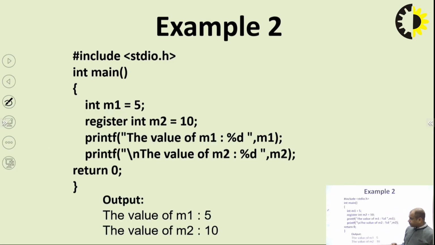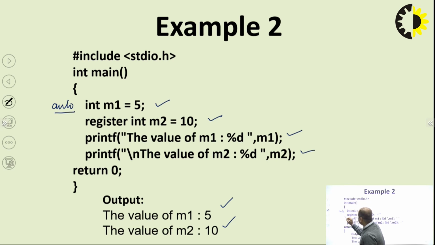Second example: here m1 value is 5, register integer m2 is 10. The value of m1, what will we get? We will get 5. The value of m2, what will we get? We will get 10. Fine. This type of variable is automatic by default, and this type of variable is register.